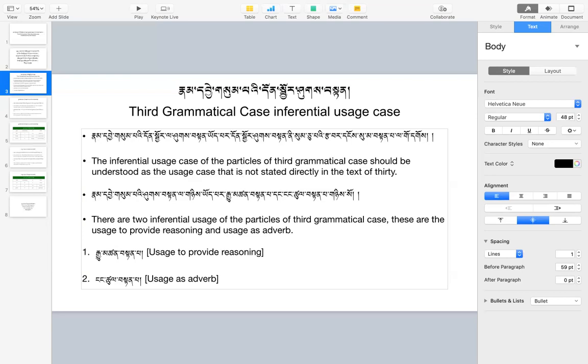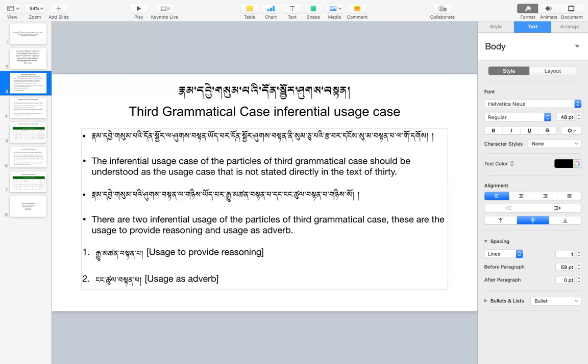So this is the definition of inferential usage case. When we say inferential usage case, it should be understood as any usage case which is not directly stated in the 30. So the defining factor of an inferential usage case and a direct usage case has to do with its statement in the 30, the text on which all the system of grammar is based.